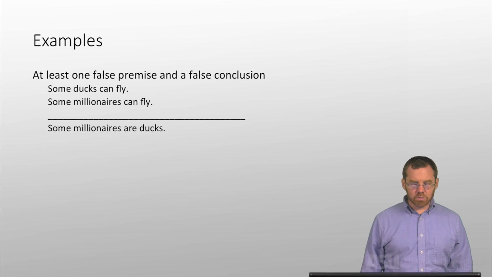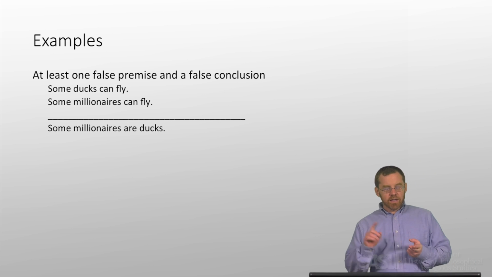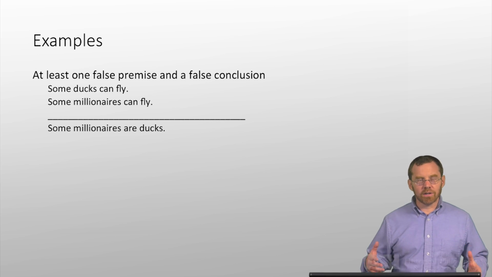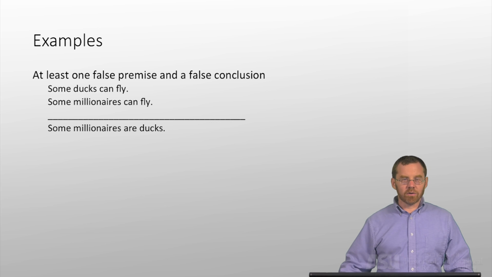Now here's one with at least one false premise and a false conclusion. Some ducks can fly, some millionaires can fly, therefore some millionaires are ducks. Can some ducks fly? Yes, a healthy duck is able to fly. Can some millionaires fly? No, and I mean like superhero style, right? Or with wings. I'm not talking about airplanes. You know what I meant.